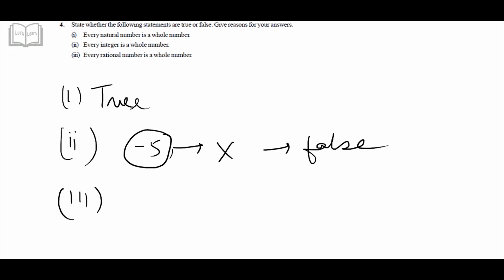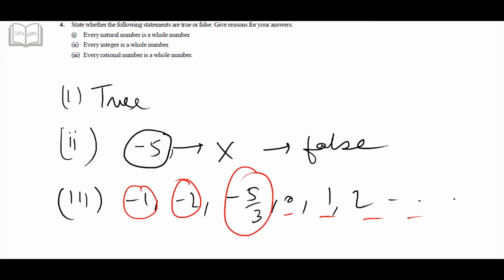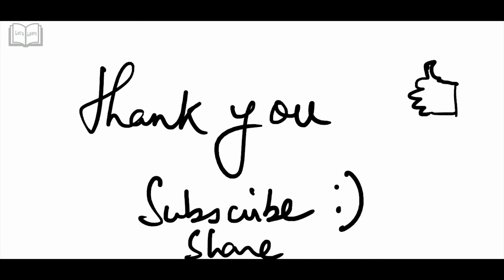Every rational number is a whole number. A rational number can be -1, -2, -5 by 3, 0, 1, 2, and so on. But 0, 1, 2, 3, 4 are whole numbers. That is fine. But -2, -1, -5 by 3 are not whole numbers. So this is false. This was also false. This was true. So that's it. I've solved exercise 1 of the NCERT math textbook.